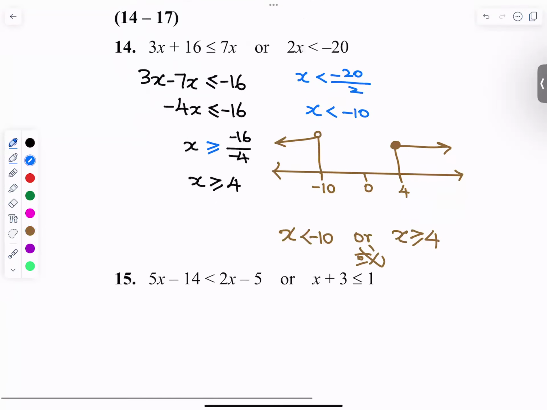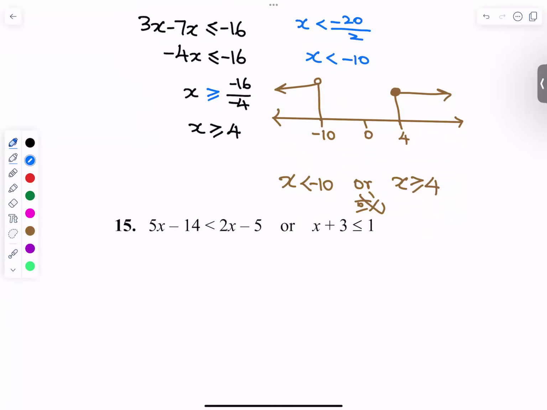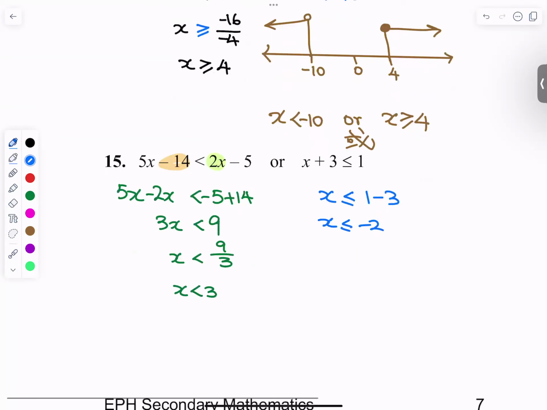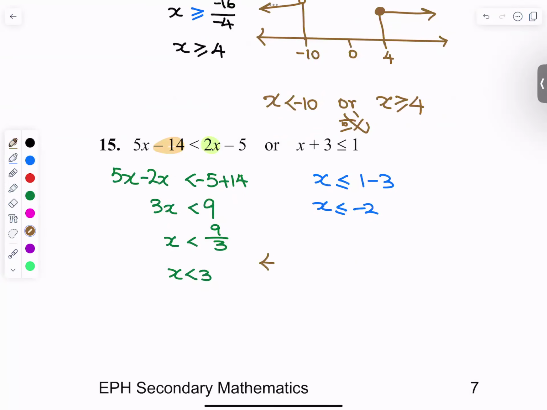Same for question 15. Try to do it on your own first. All the unknowns on the left side, all the numbers on the right side. And then the other side. After doing that, you do the drawing.